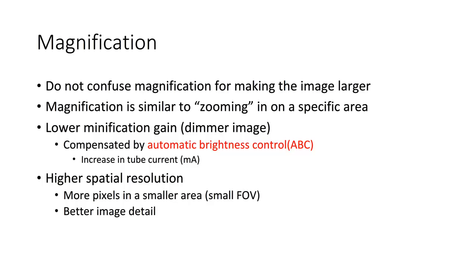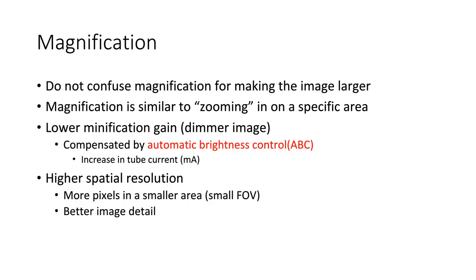Now if you remember the formula for minification, by selecting a small FOV, the ratio of minification gain is decreased. Decreased minification leads to a dimmer image, but there is higher spatial resolution because it still contains the same amount of pixels in a smaller area as opposed to a larger. This increases image detail. Decreased minification gain is compensated by ABC, which is short for automatic brightness control.